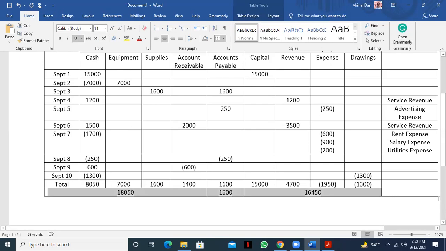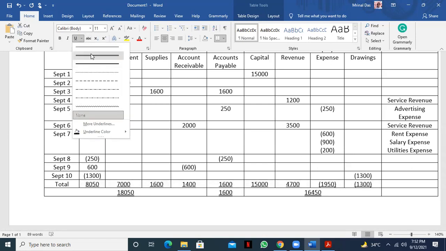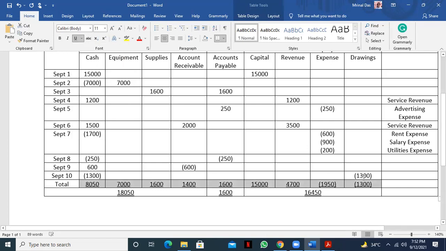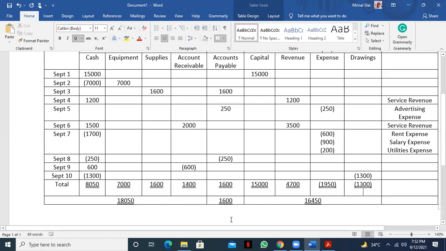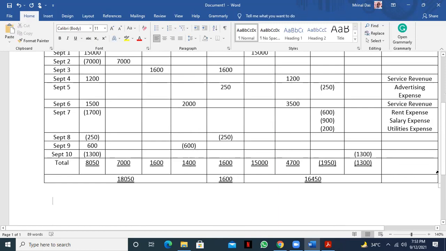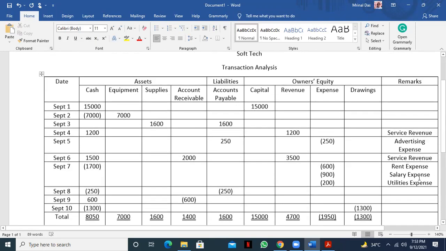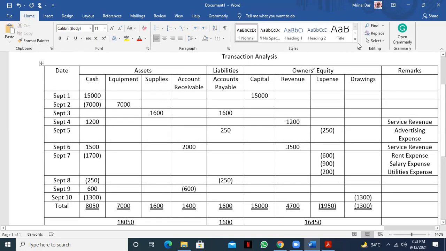And also in the total column. So I hope this type of math is clear, right? Is it clear? Yes, sir. Okay.